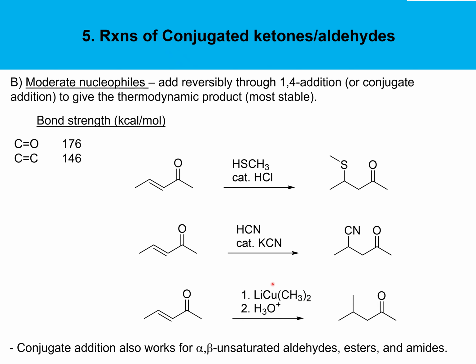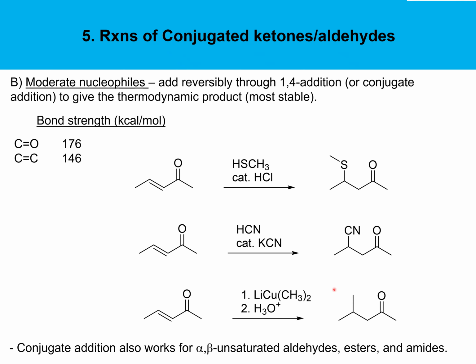These cuprates are examples of carbanions, but unlike Grignards and organolithiums, they're considered more moderate nucleophiles, and so they generally add to the beta carbon. Note that although I'm showing examples here with alpha-beta unsaturated ketones, the reaction works the same whether we use an alpha-beta unsaturated ketone or an aldehyde or ester or amide or other similar carbonyl compounds.